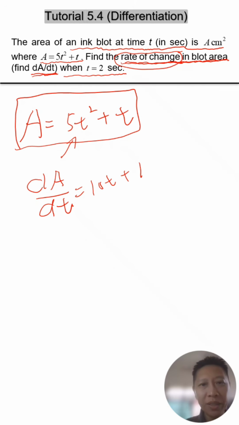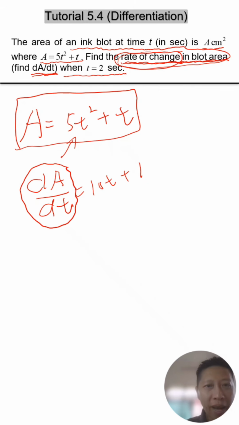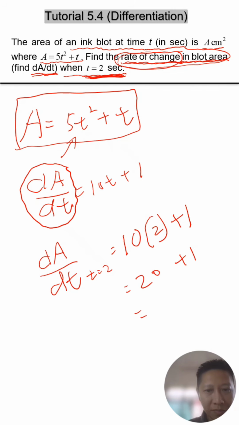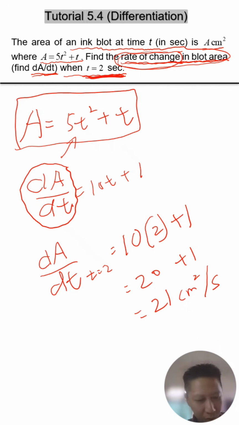We want to find the rate of change in blot area when t equals 2 seconds. Okay, we can write it in the standard format. We want to find the rate of change in the blot area given that t equals 2, so in 10t plus 1, we now change t to 2. Okay, this will be the answer for our case.